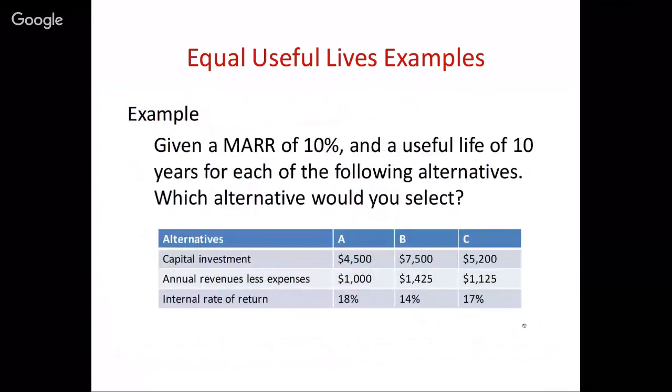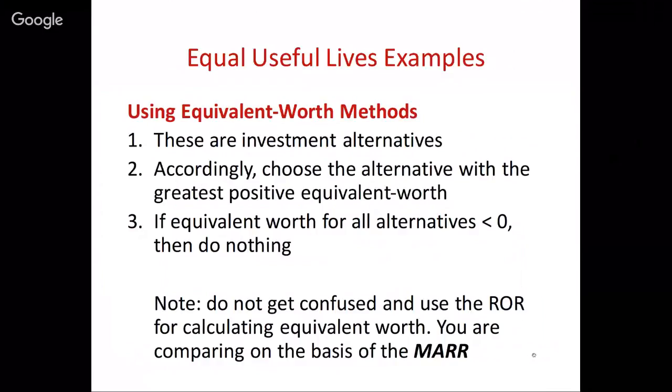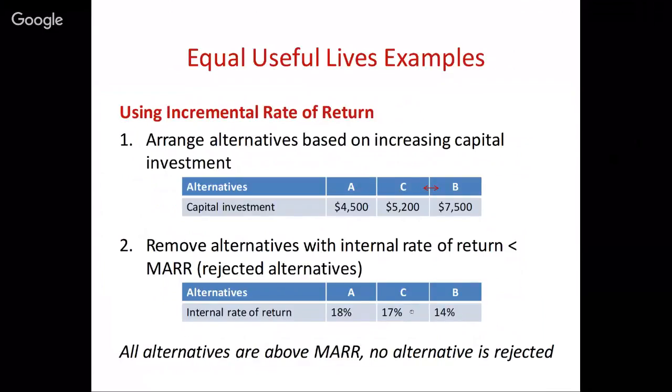There's our problem statement. There's alternative A. Notice, here's where we swapped C and B because of the first important step of ranking these in terms of initial capital investment. The MEAR is 10%. Useful life is 10 years. So they're all adequate. They're all good alternatives. So we keep them all.